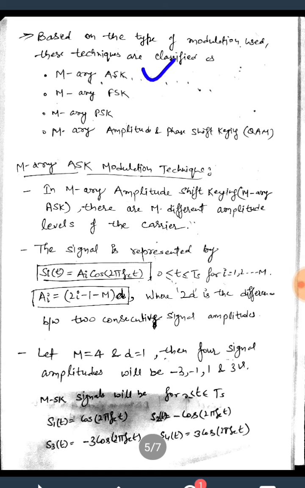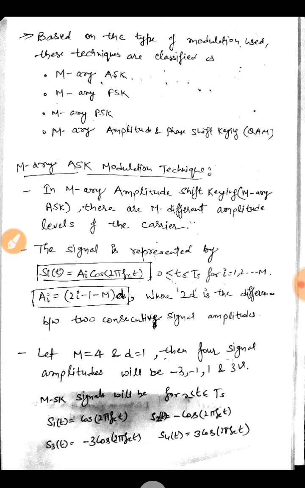Based on this type of modulation used, we can have M-array ASK, M-array FSK, M-array phase shift keying, and M-array amplitude and phase shift keying, which is known as quadrature amplitude modulation.